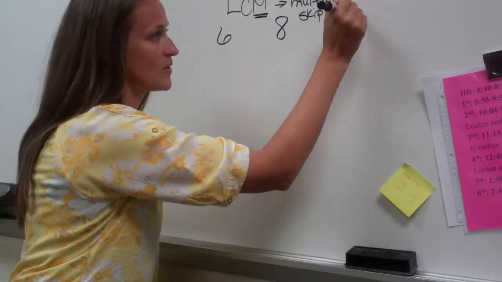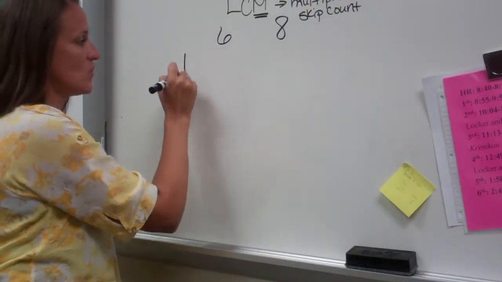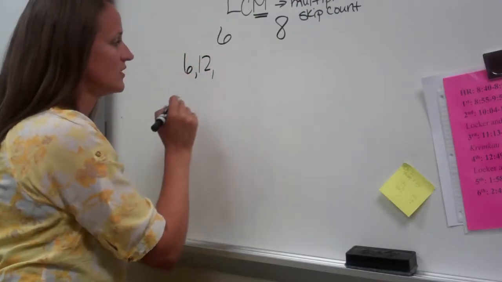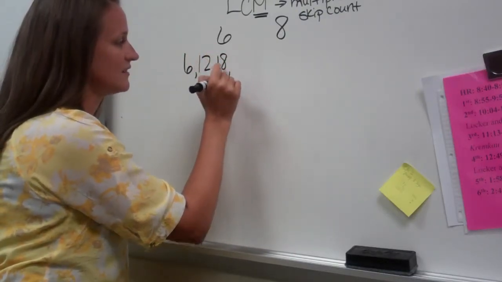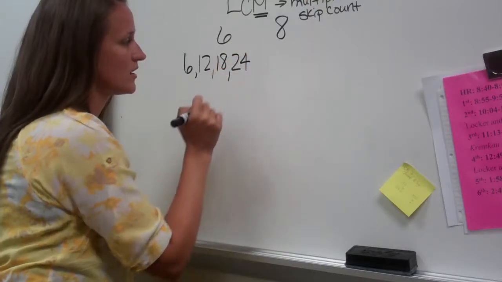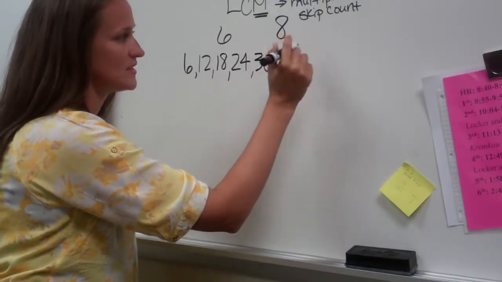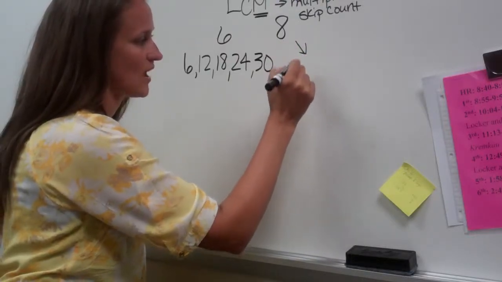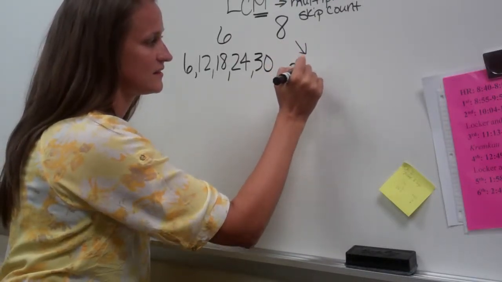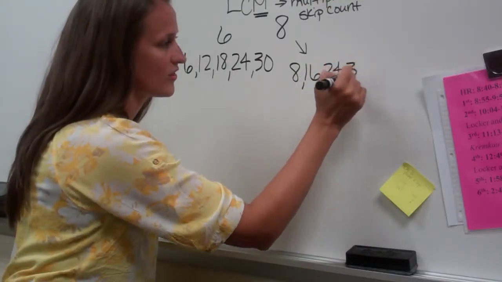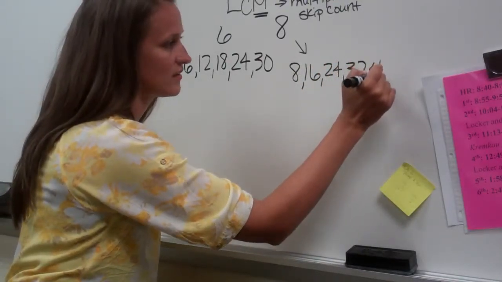Okay? So underneath I'm going to skip count. What comes after 6? Correct. 12. Then I have 18. I have 24. 30. Okay? I'm going to do the same thing for 8. Okay? 8, 16, 24, 32, 40.